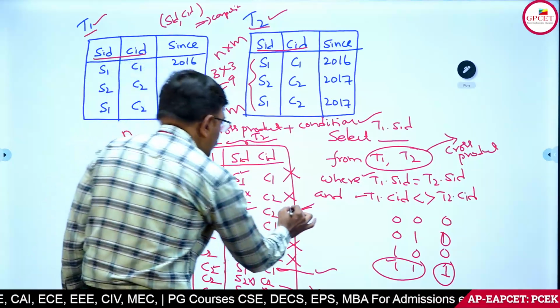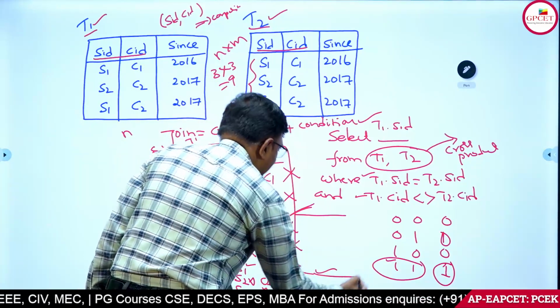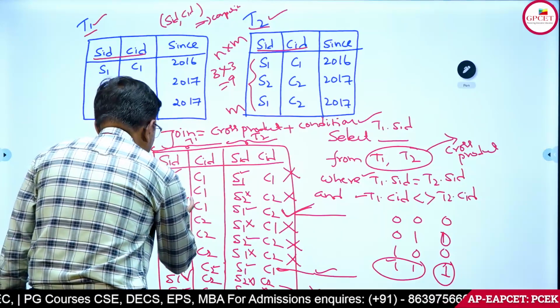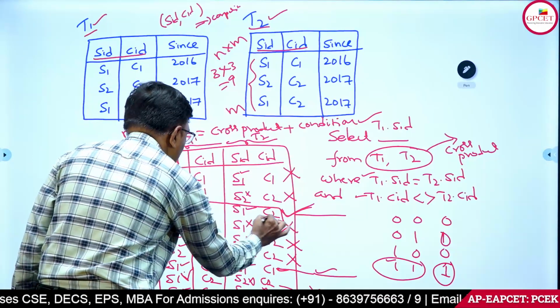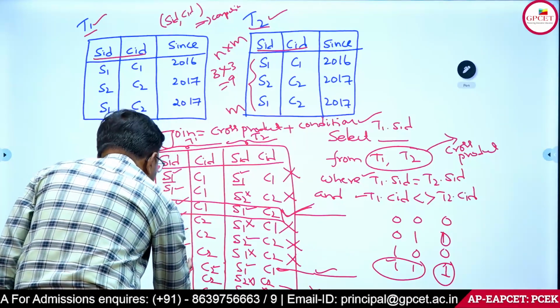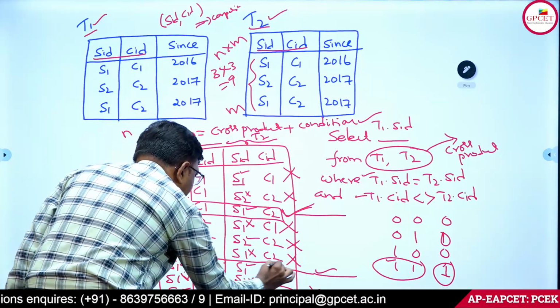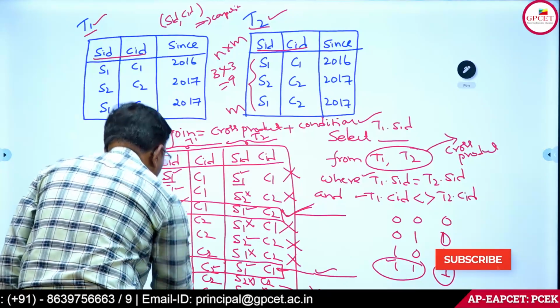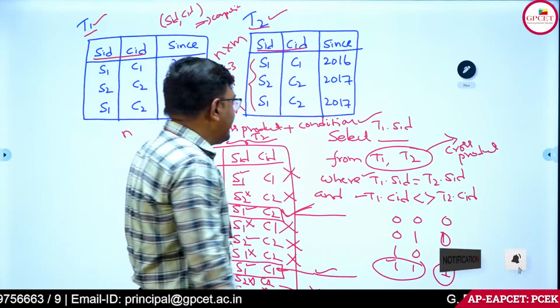And what is here? Two rows can be selected. What are they? S1, C1, S1, C2. That is one record. Another record is S1, C2, S1, C1. Okay, now what is that here?